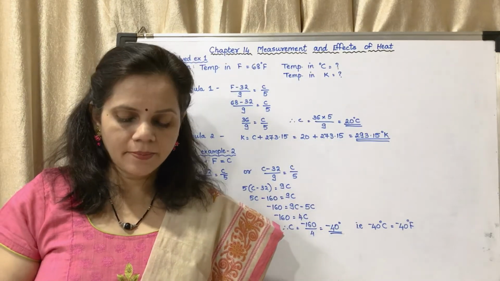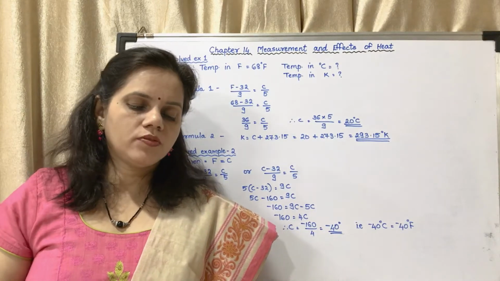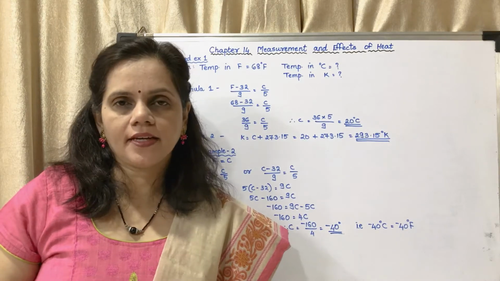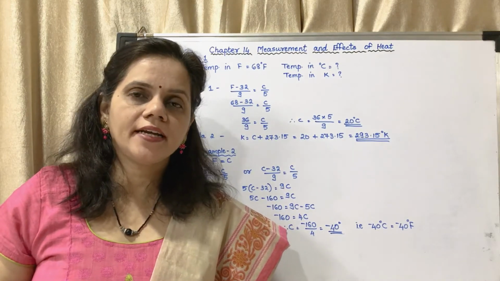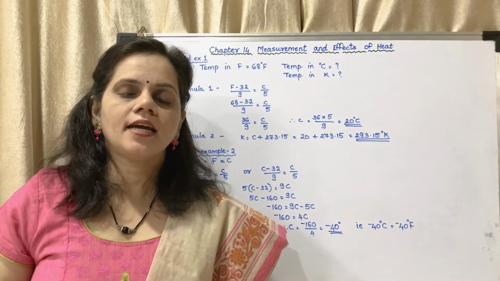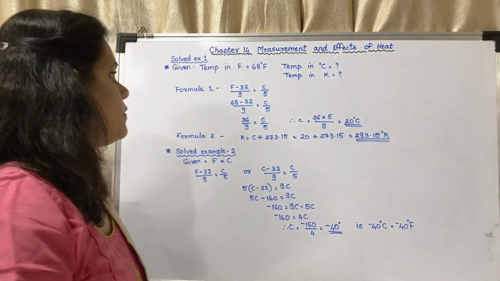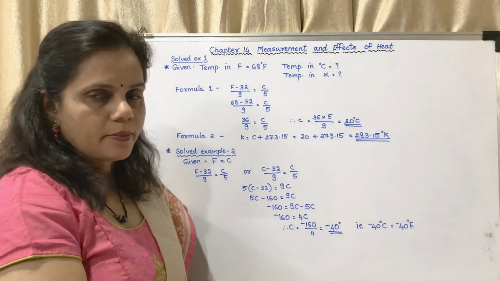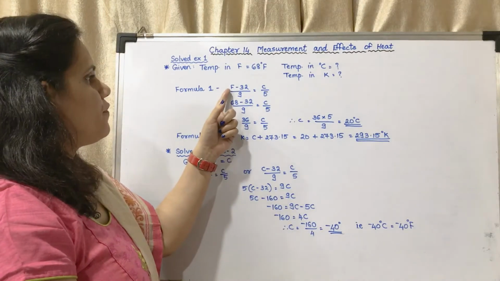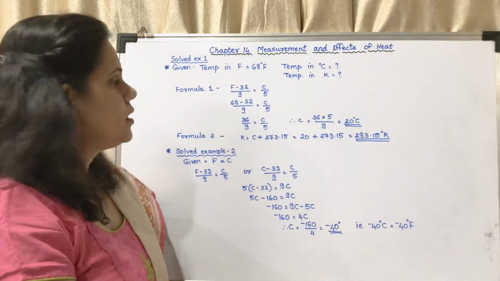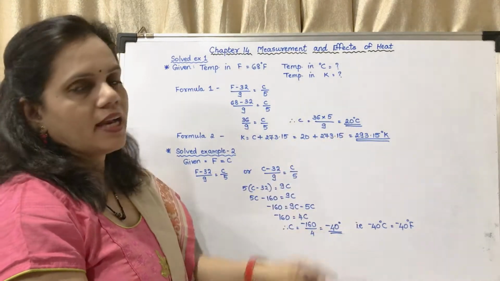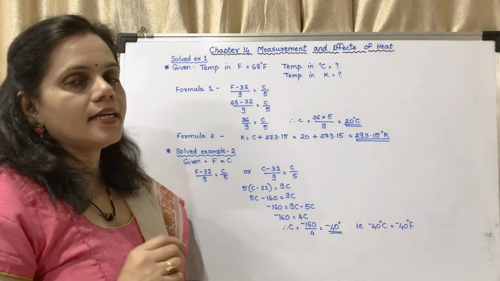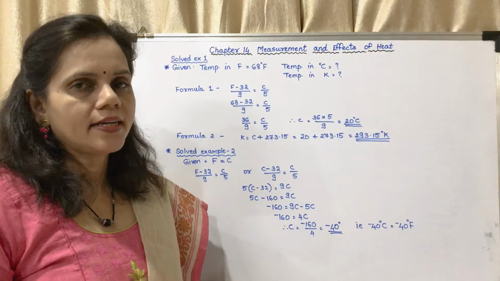Now the first solved example on page number 97. How much will be the temperature of 68 degree Fahrenheit in Celsius and Kelvin? So you have to convert 68 degree Fahrenheit into degree Celsius and degree Kelvin. We will take the formula first: (F - 32)/9 = C/5. Instead of F, I have written 68, as given. By substituting and finding out the value, we will get C = 20 degrees Celsius. That means 68 degree Fahrenheit is equal to 20 degrees Celsius.